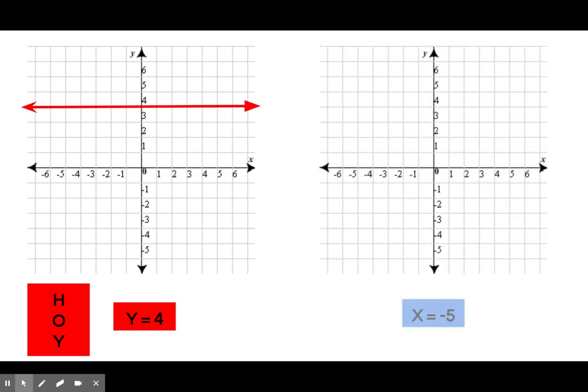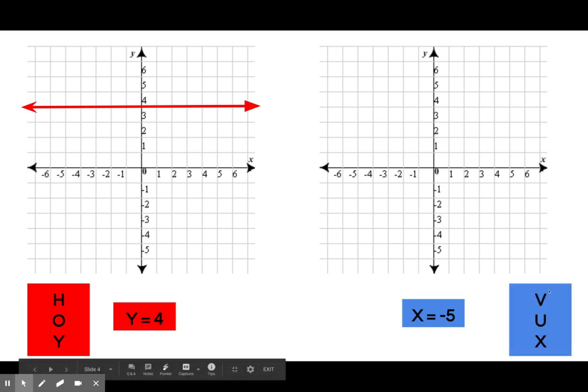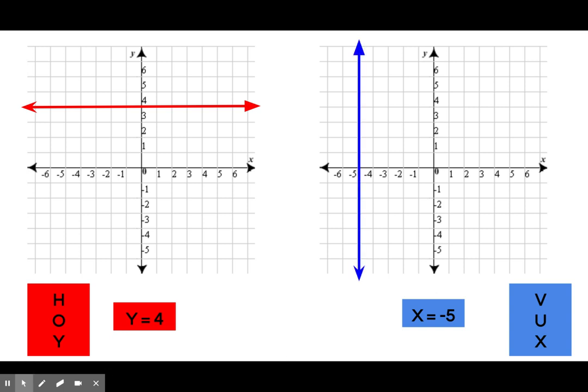Go in the other direction. If I give you x equals -5, I'm going to think "vux." So I should have a vertical line, has the x value. I should have an undefined or no slope going up and down. On my x-axis, I'm going to go to -5, and I'm going to plop a vertical line there. Either direction, they are actually pretty simple if you can remember these funky little sayings. "Hoy" and "vux" are going to help you a lot anytime you're dealing with horizontal and vertical lines.